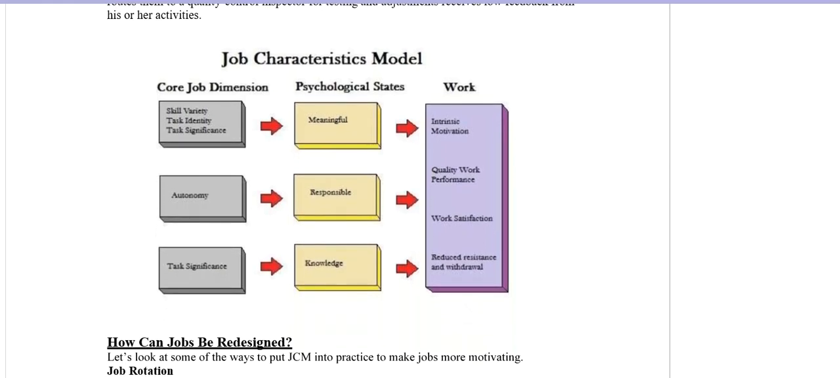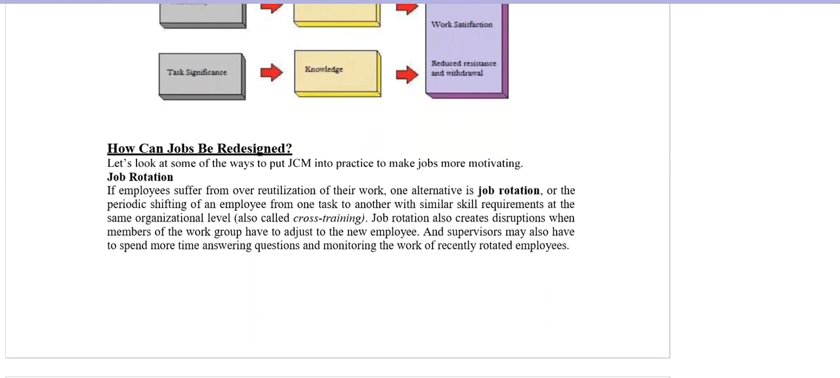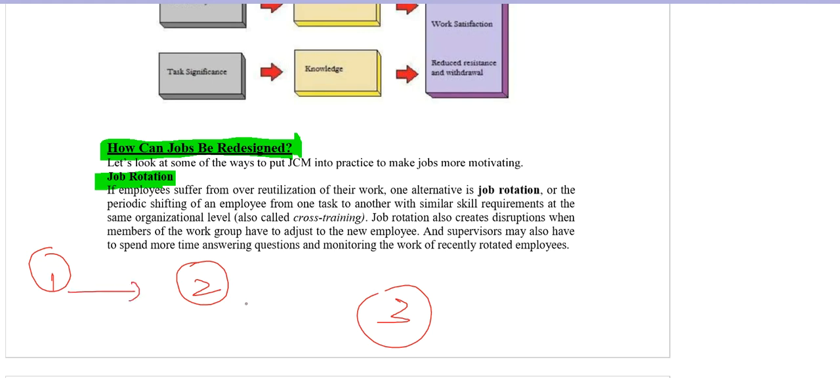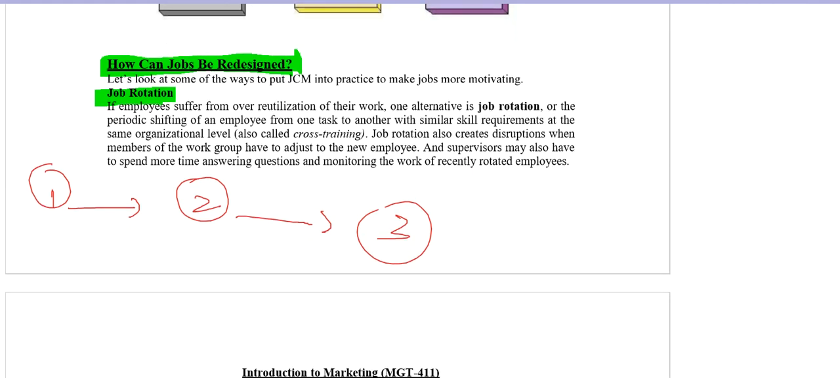So how can we redesign the job? Students, sometimes if we need to redesign the job, we can do it with job rotation. If a person is not performing in one area, he can be shifted to the second area, or to the third area. Rotating the job again and again means he is not performing well in one area, and so he is transferred to the other department. This is called job rotation.